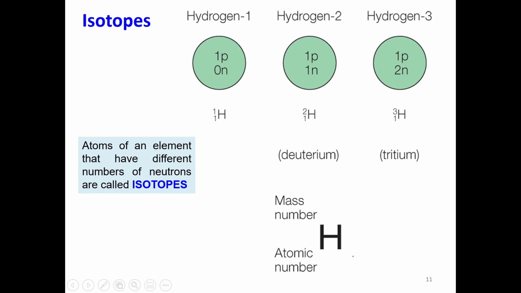We discussed last time that we can represent the isotopes using the nuclear symbol, and in the bottom part we have the atomic number, which is the same as the number of protons, which is 1. Here we had 1, 1, 1, and the mass number is the number of protons plus the number of neutrons. This is why here it is 1, 1 plus 1 is 2, this is 2, 1 plus 2 is 3.